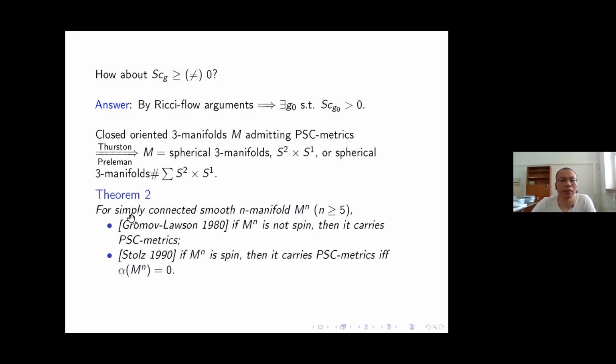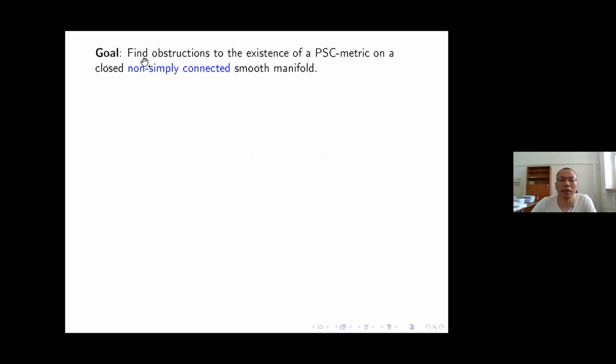In high dimensions, for simply connected manifolds, Gromov and Lawson showed that if the manifold is non-spin, then it carries a PSC metric. Later, Stolz showed that if the manifold is spin, then it carries a PSC metric if and only if the alpha invariant vanishes. So here, simply connected is an essential condition. Our goal is to find obstructions to the existence of a PSC metric on a closed non-simply connected smooth manifold.